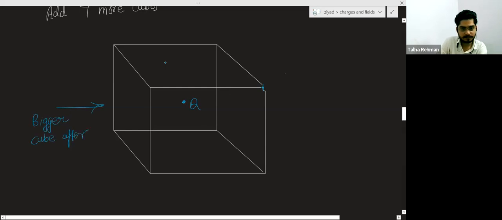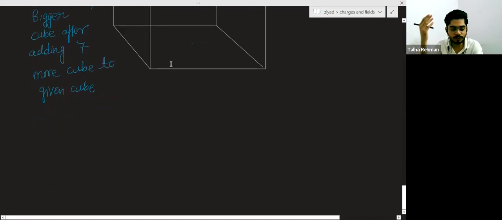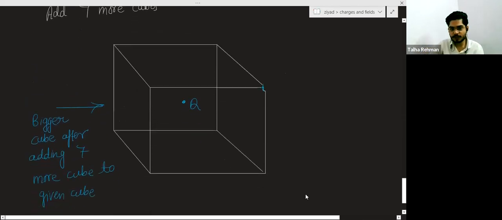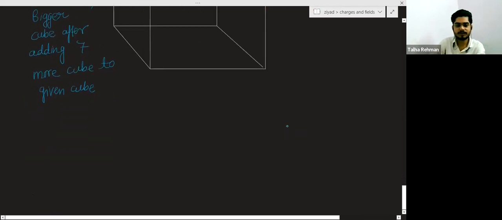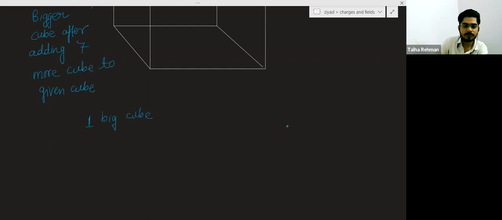After adding 7 more cubes to the given cube, very simple. Now, one big cube is equal to 8 small cubes. Earlier we had one cube and we have added 7 more cubes. So this one big cube contains how many cubes? 8 cubes now. One big cube is equal to 8 smaller cubes.